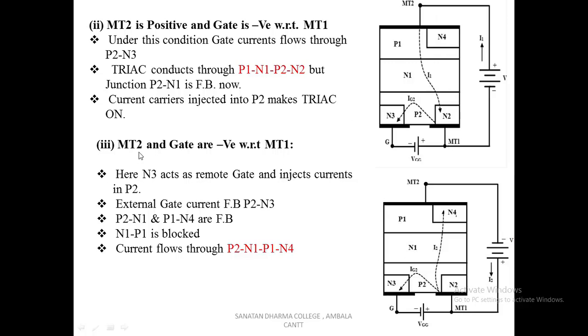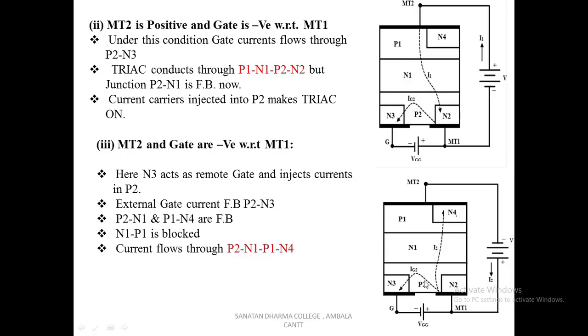In the third case, MT2 and gate are negative with respect to MT1. Now MT2 has become negative, and the gate has also become negative. What will happen? In this case, N3 acts as a remote gate and injects current into P2.